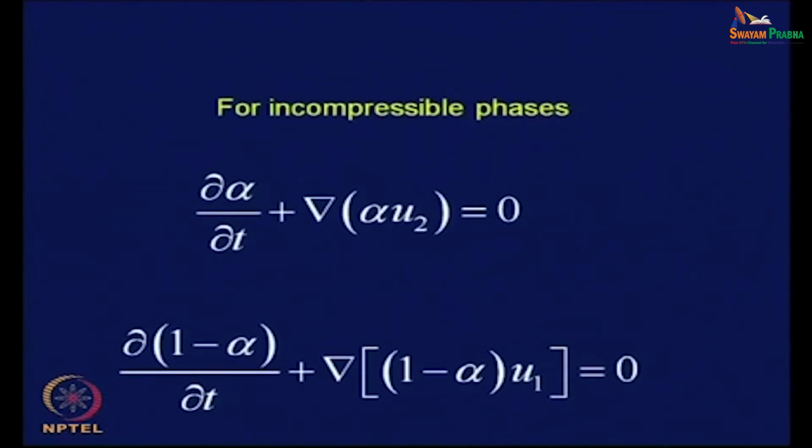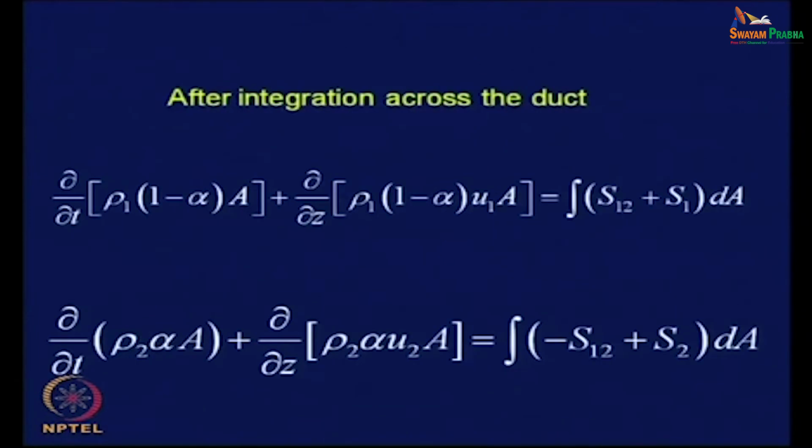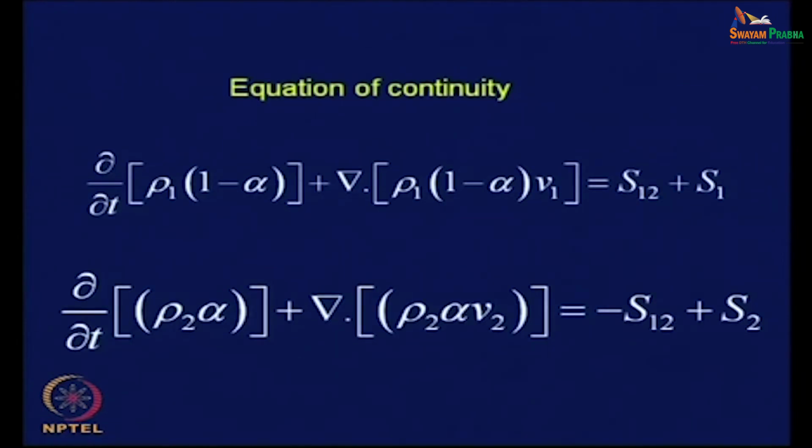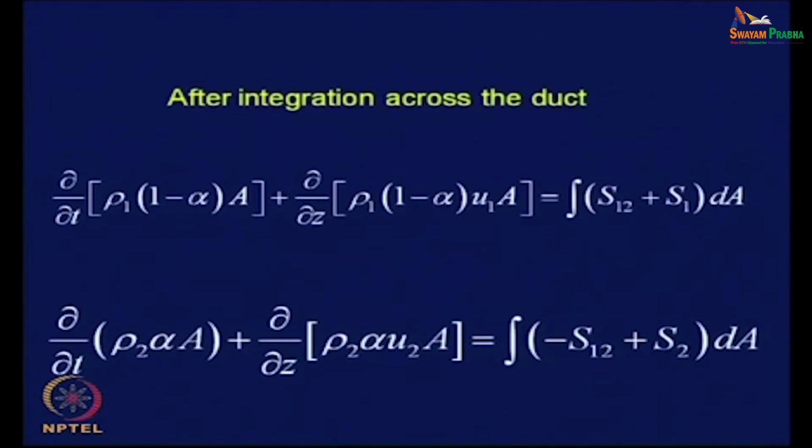Then for incompressible phases, we have just taken out the rho part, rho 1, rho 2 out, and we get this. And then after integration across the duct, what do you get? Once you take a one dimensional case, steady or unsteady state, and integrate it across the duct, you get an expression which is written down in this particular slide.